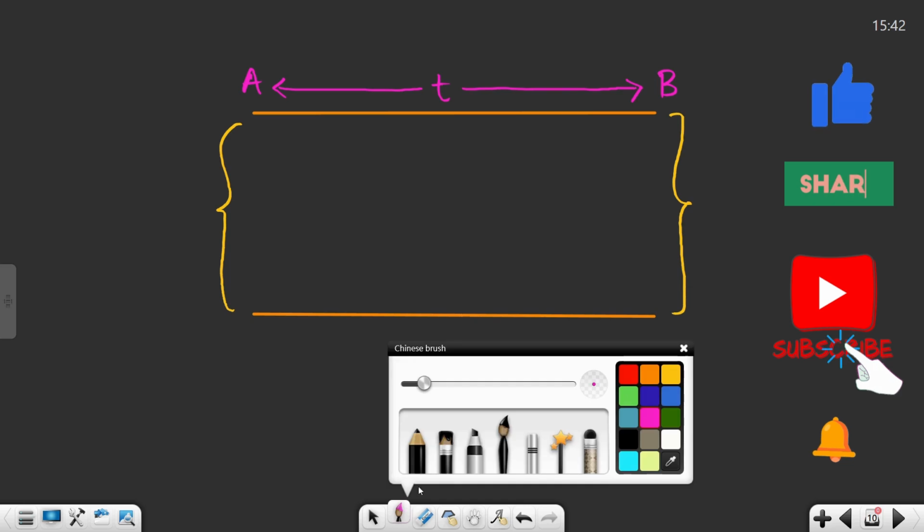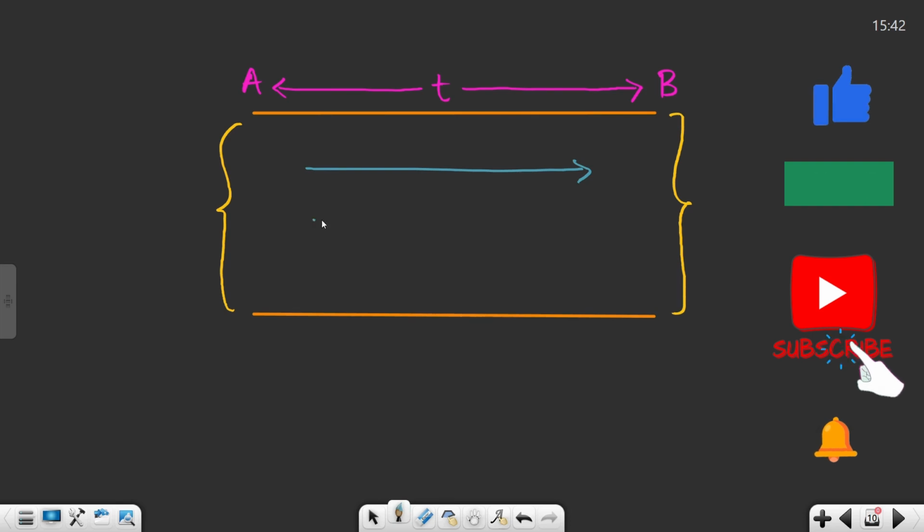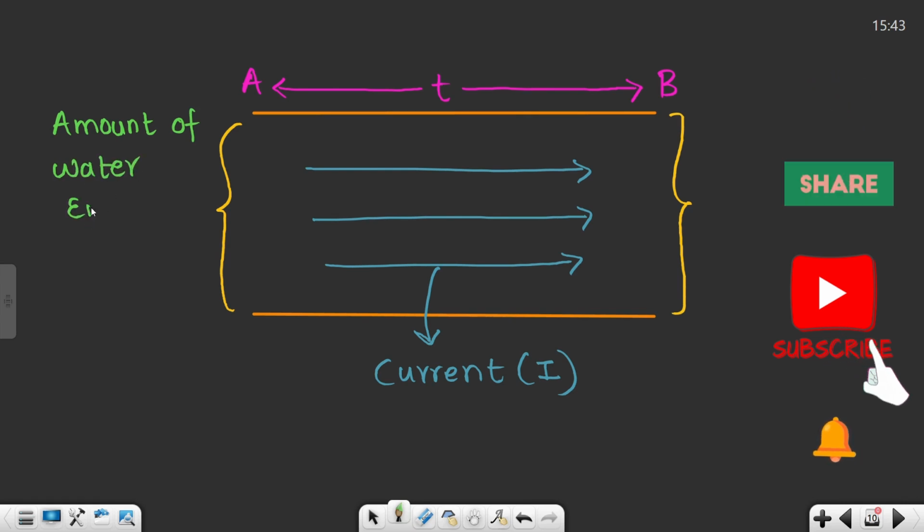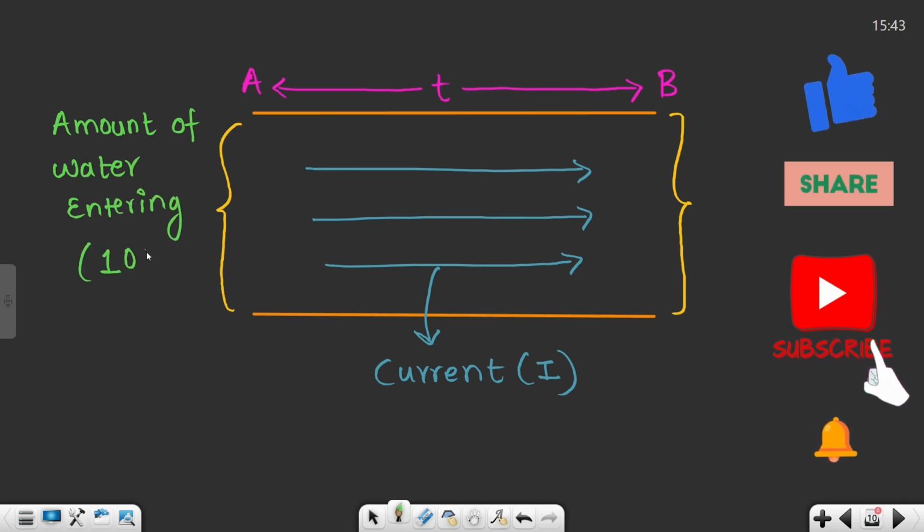Okay, the flow of water is nothing but, it's like a current I. The amount of water that is entering, that is 10 liter of water. We took 10 liter, so that is nothing but my charge.